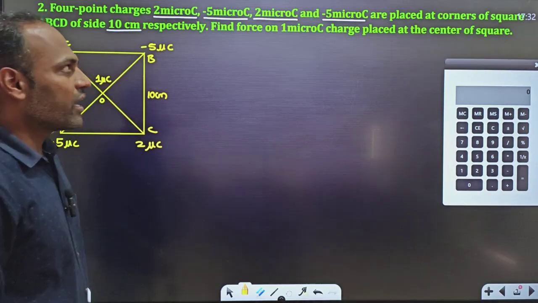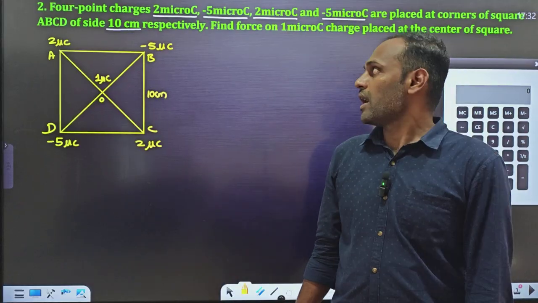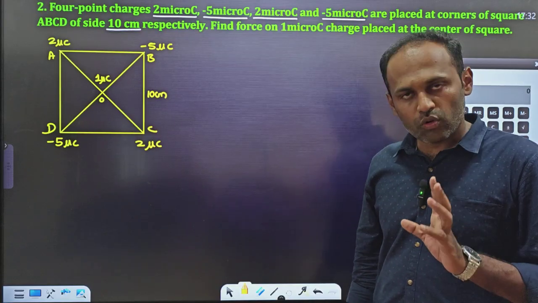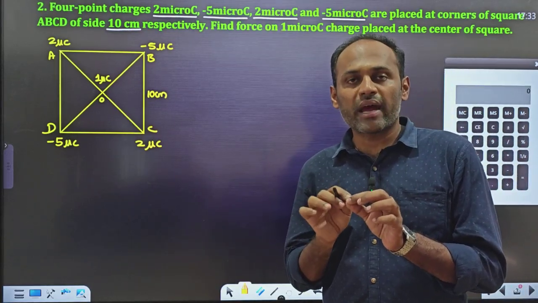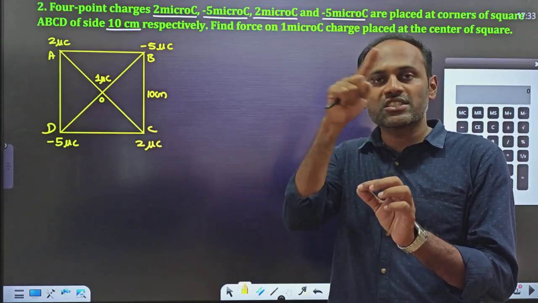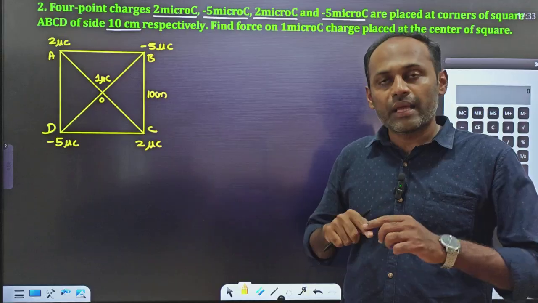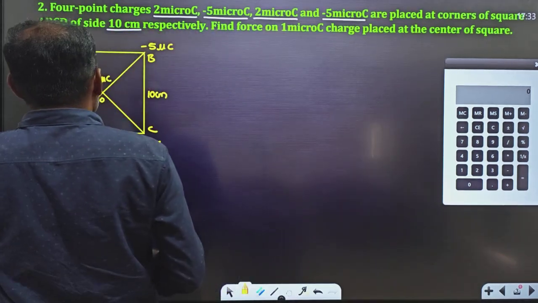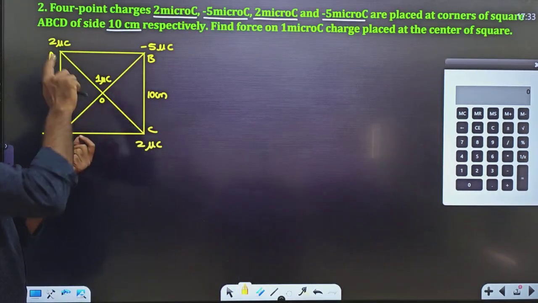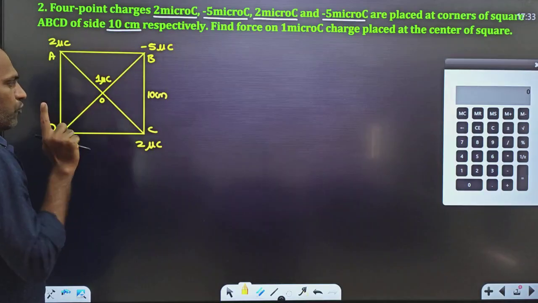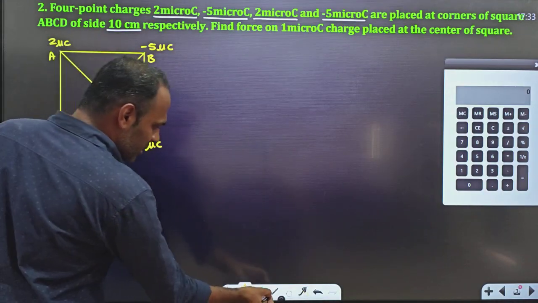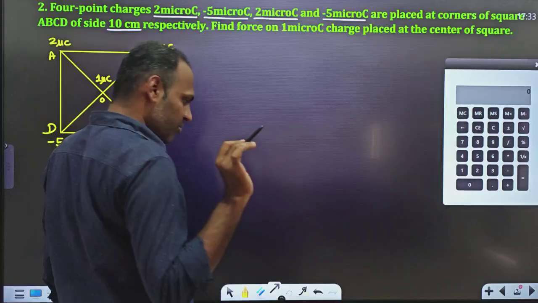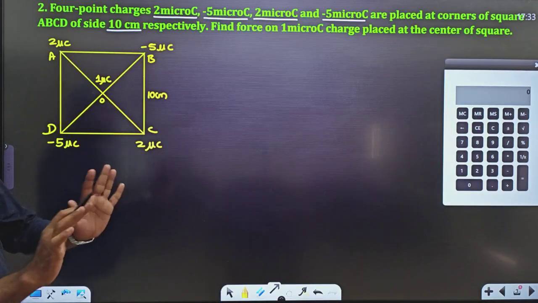Now we have to find out how much force is acting on this 1 microcoulomb charge. I have told you already, on any charge, as many forces act as there are charges in its surroundings; whether they are attractive or repulsive depends on the polarity. So how many individual forces will act here? Four individual forces, since there are 4 charges. So let us mark the direction of all these forces. In questions on field and force, don't forget to mark the directions first. First draw the diagram, put the directions, and then you will get the idea to solve it.